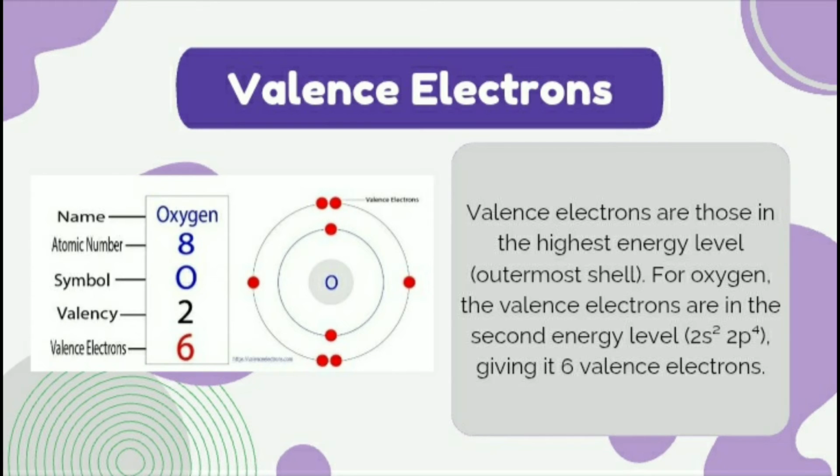So ito na nga, valence electrons are those in the highest energy level or the outermost shell. Makikita nyo po sa larawan, ang outermost shell ay nasa pinakalabas. Of course, it's the outermost. Then makikita ang valence electrons, those red circles around it. So may example po tayo, the oxygen. Ang oxygen, it has 6 valence electrons. Makikita naman po doon sa figure.